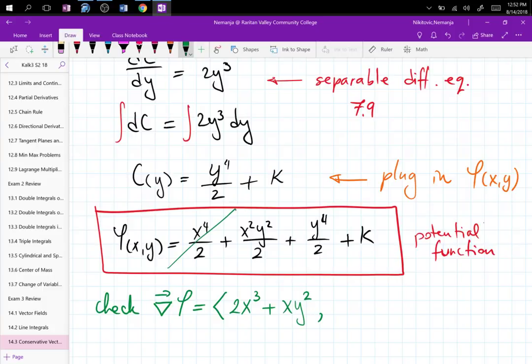Well, no y here, so that dies, and this dies. There are no y's there. And I have the derivative of y, so that's going to be x squared y plus 2y cubed. And if you look, this was exactly the vector field that was given to us to begin with. So the steps are: figure out if the vector field is conservative. If the vector field is conservative, you can unleash this procedure to figure out the potential function which generated that field.